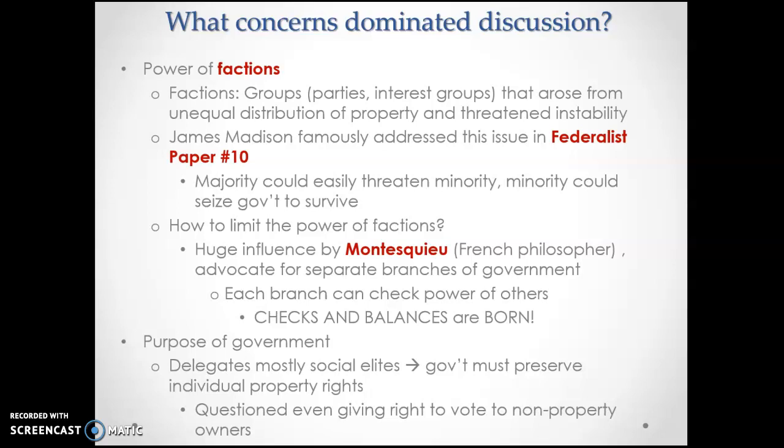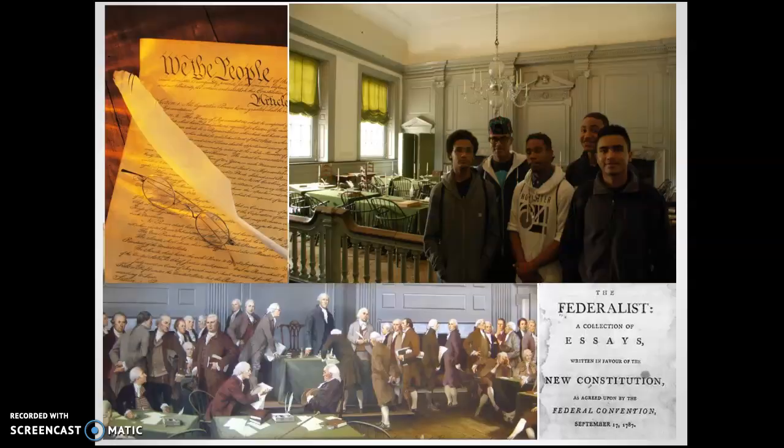But the question here was, if we're going to create this government that's going to protect property rights, then what do we do for these non-property landowners, right? In the original thing, the only people that could vote were property owning white men. And so the question that came out of this debate on the purpose of government was, should we give the right to vote to non-property owners? And the answer was yes. And that yes won out. And so following the creation of the national government, we started to see that you no longer needed to own property in order to vote.